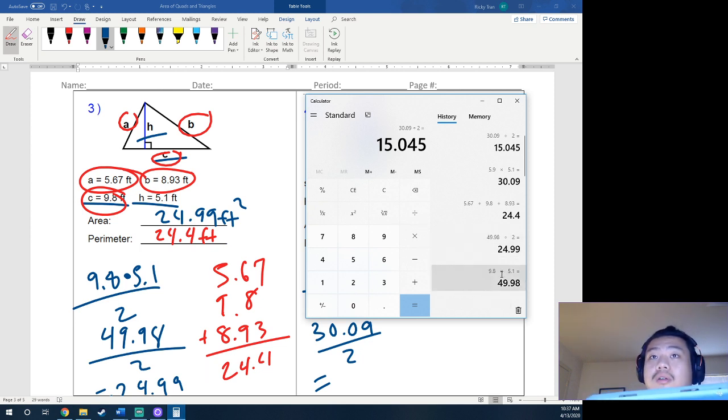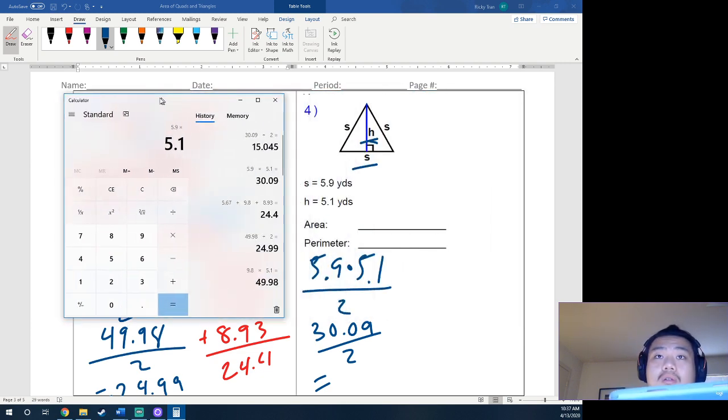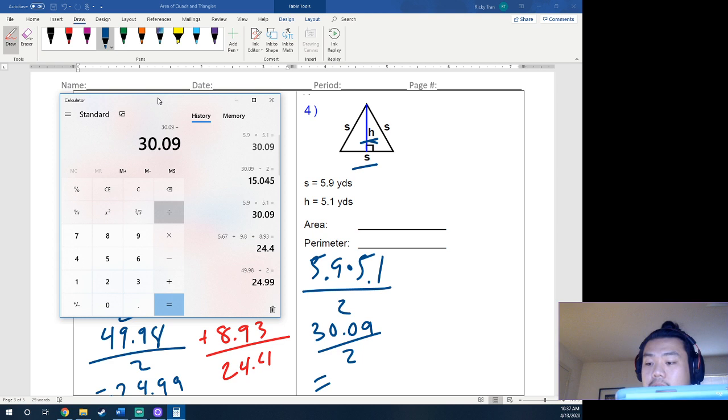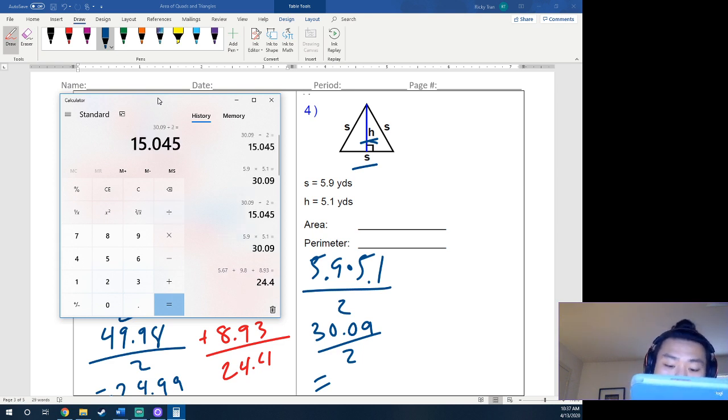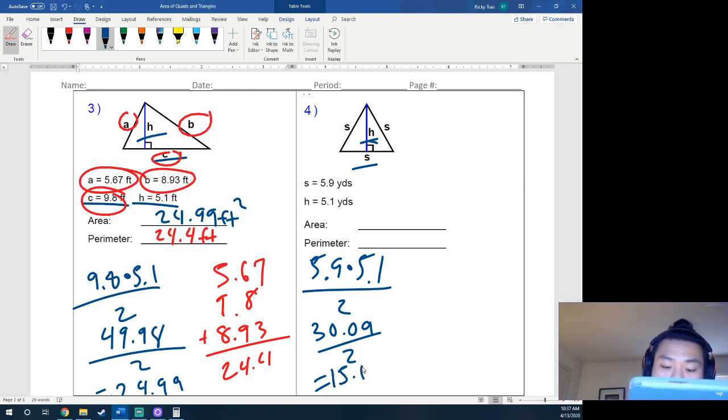Did I do something wrong? Nope. Try it again. 5.9 times 5.1. Yep, divided by 2. Yep, 15.045.